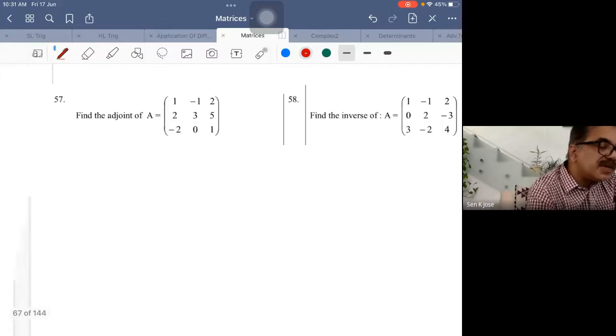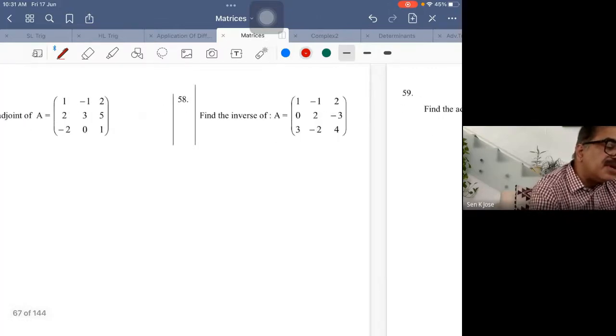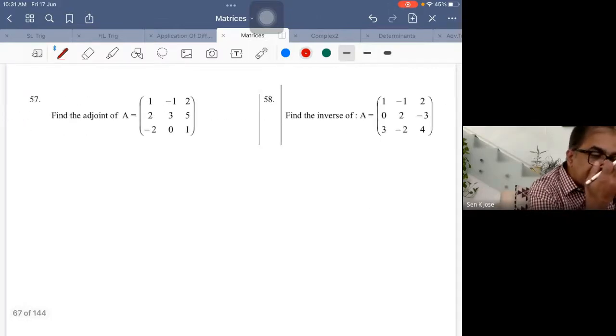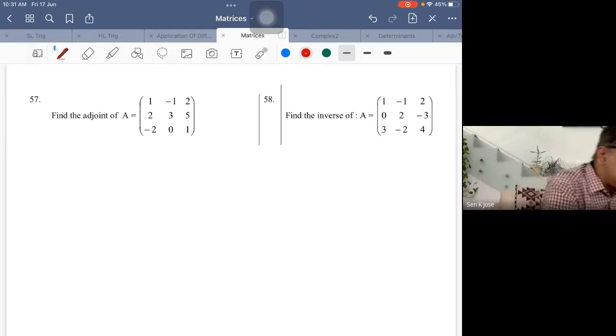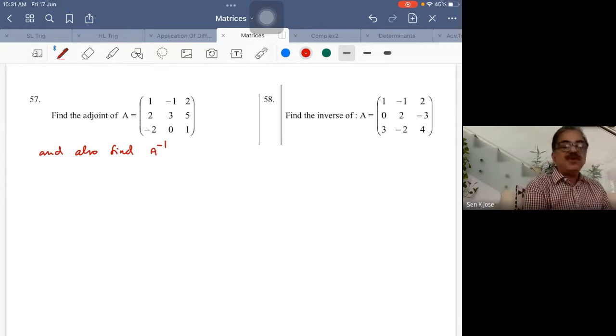Okay, so there is one more question on that for homework. We move on to the next idea, which is called the adjoint of a matrix. Or maybe we can find the adjoint and hence also find the inverse. Adjoint step by step, you will know the method.